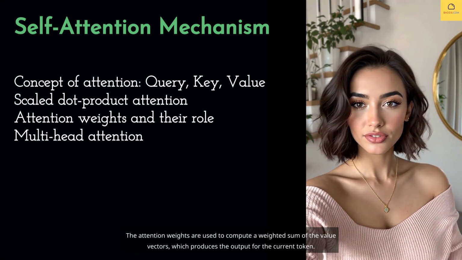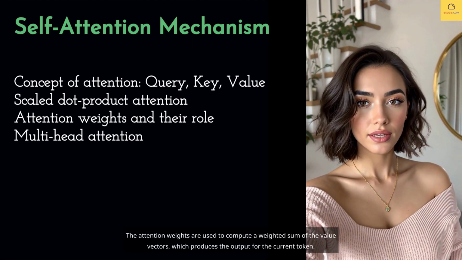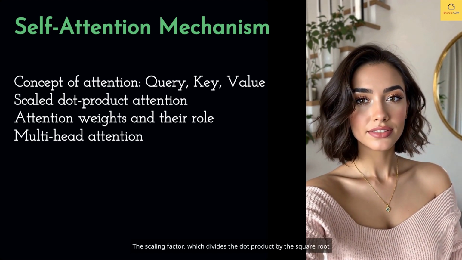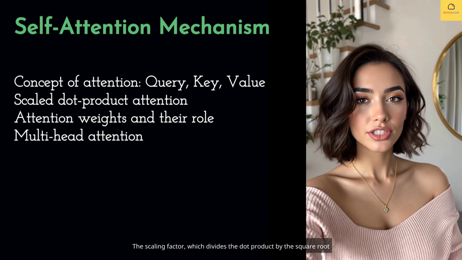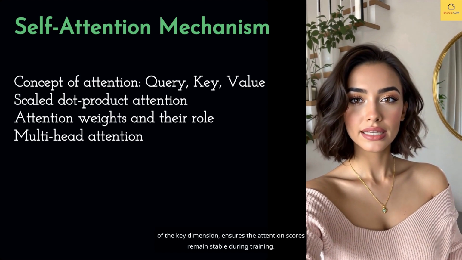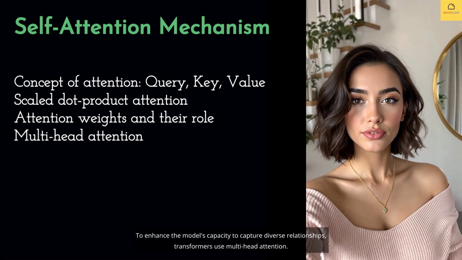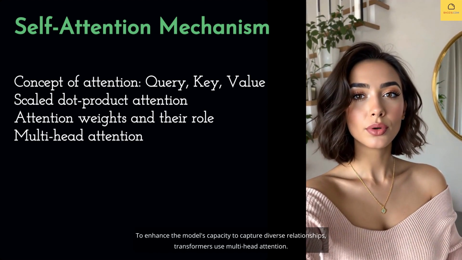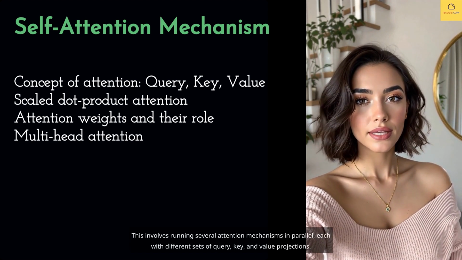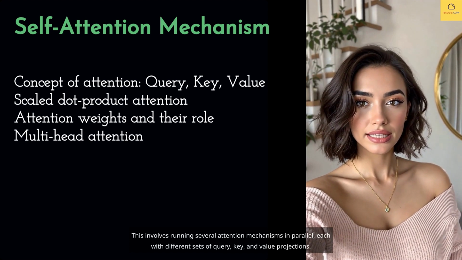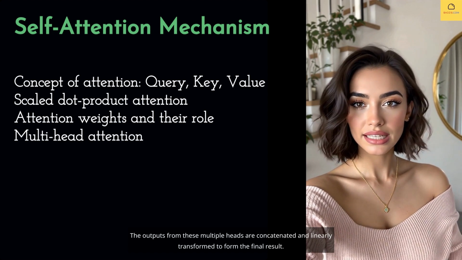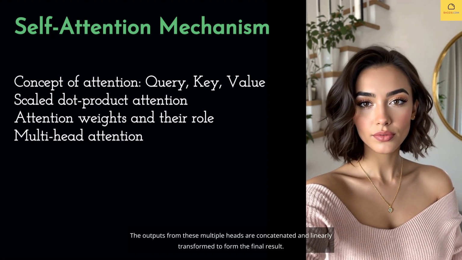The attention weights are used to compute a weighted sum of the value vectors, which produces the output for the current token. The scaling factor, which divides the dot product by the square root of the key dimension, ensures the attention scores remain stable during training. To enhance the model's capacity to capture diverse relationships, transformers use multi-head attention. This involves running several attention mechanisms in parallel, each with different sets of query, key, and value projections. The outputs from these multiple heads are concatenated and linearly transformed to form the final result.